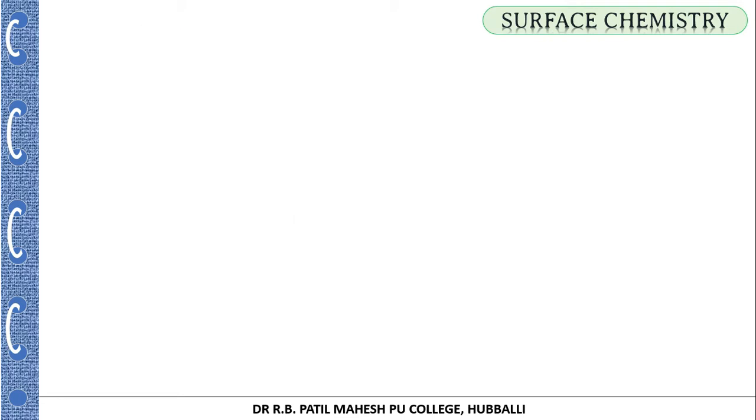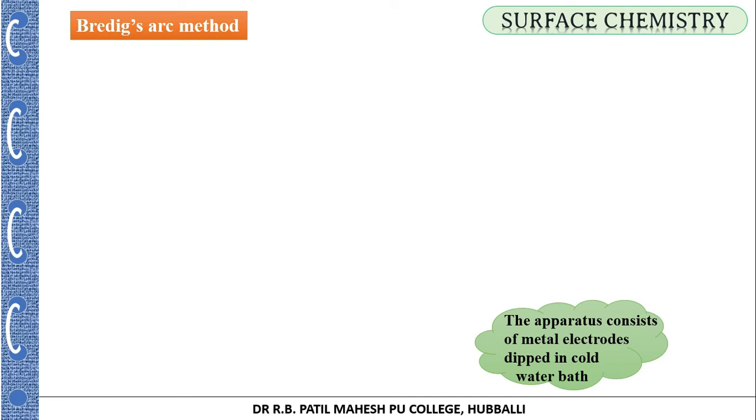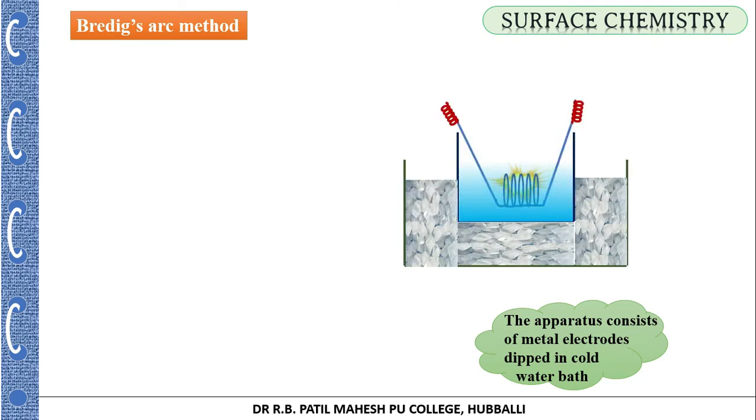Now students, let us see Bredig's electric arc method. The instrument used in this method consists of 2 electrodes dipped in a cold water bath as shown in the diagram. Here you can see it consists of two metal electrodes, this is one metal electrode and this is another metal electrode, dipped in a cold water bath. So this water container is kept in a bigger water bath surrounded with ice pieces as shown in the diagram. If you want to prepare gold sol, then you can take gold electrodes. If you want to prepare platinum sol, then you can take platinum electrodes. So it is surrounded by ice cubes.